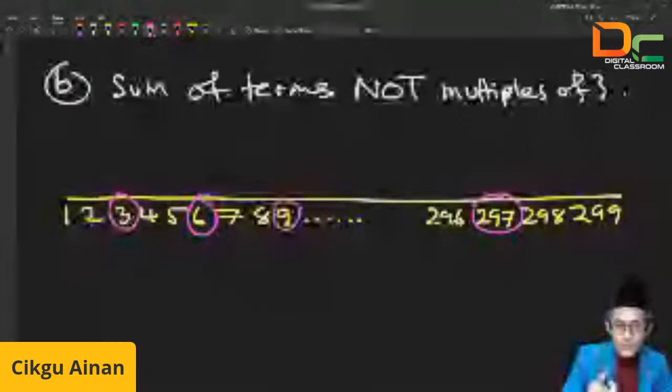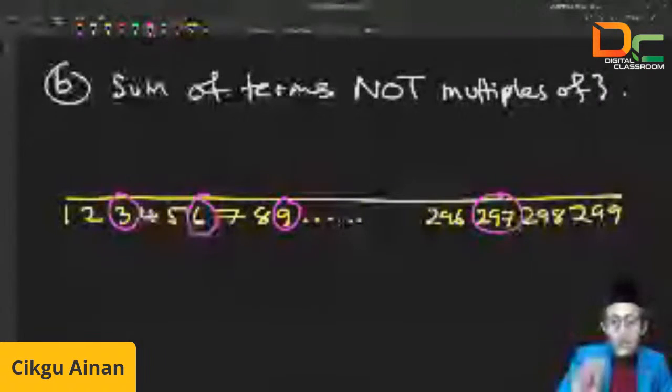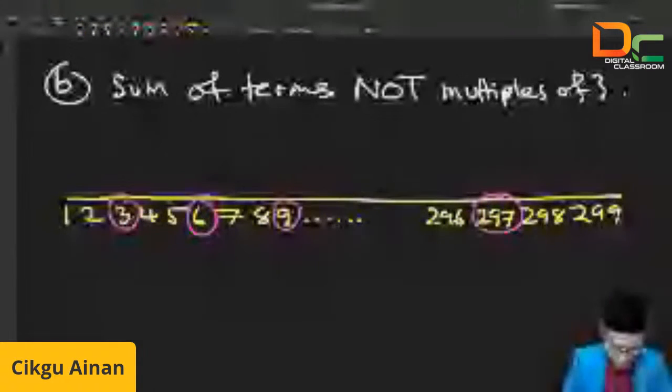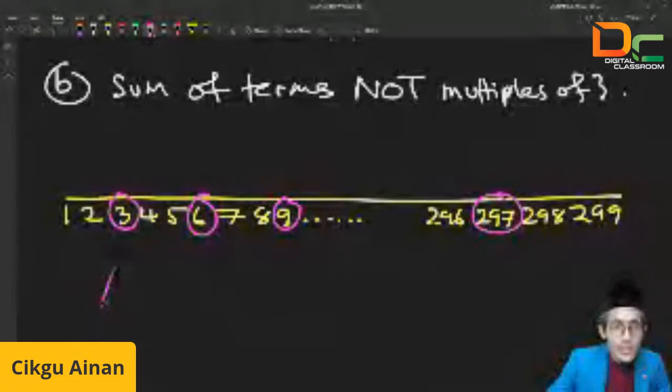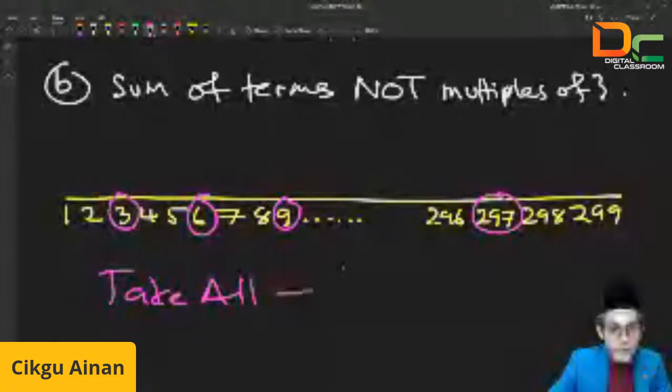This part, however, we are looking for the one is not. So how we're going to do that? Remember the first question ke second question? I forgot. Tadi yang the one that I kata tolak tak nak. We use that concept. The concept is we take all, okay, I write here. Take all, okay, minus tak nak.